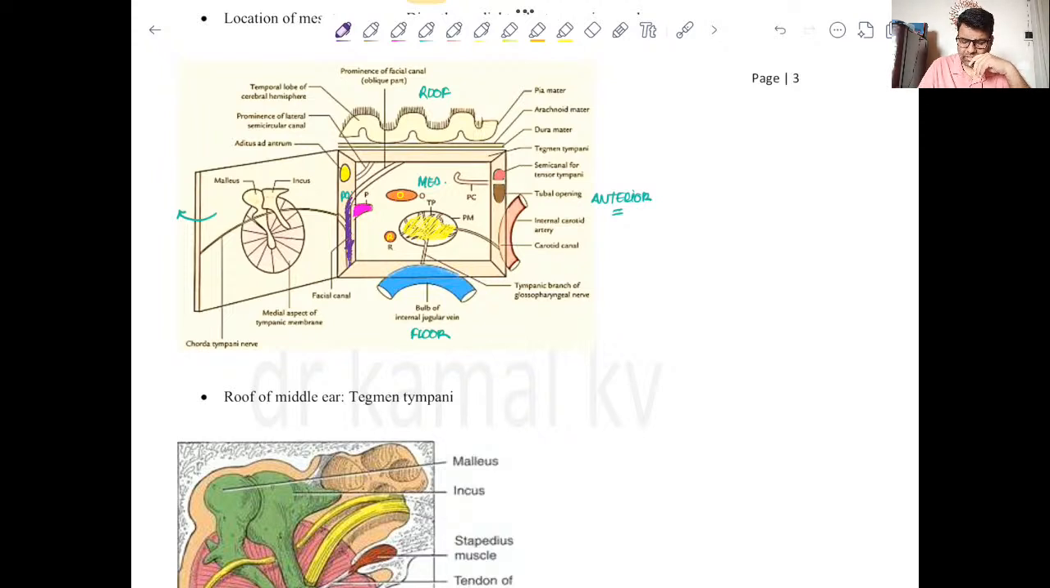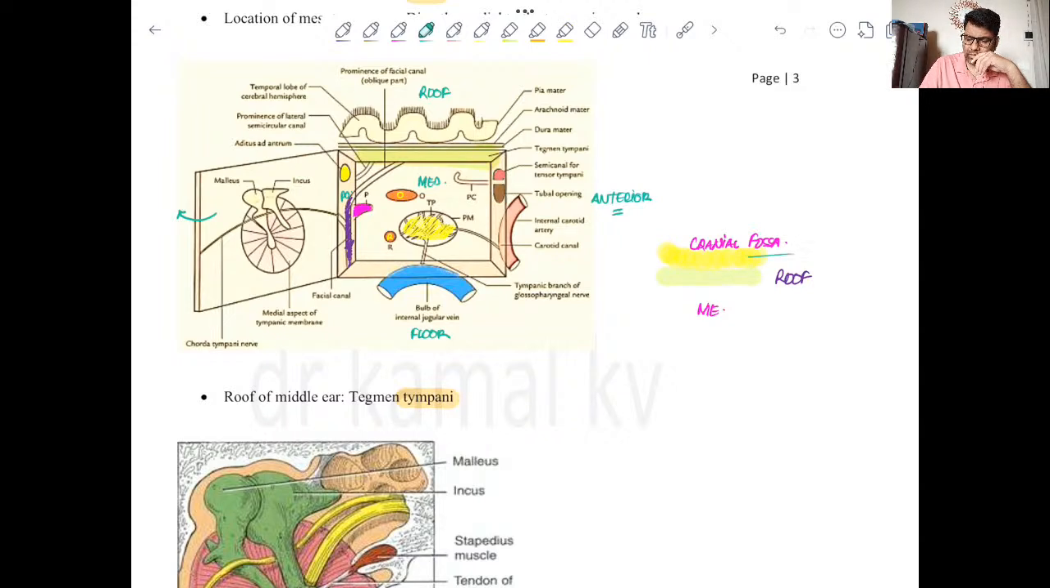So these are different structures, but what is more important clinically is the roof. So this is the roof here, and this roof is formed by the tegmen tympani bone. Okay, so tegmen tympani. Now why is it so important? Because suppose this is the roof, below this is all middle ear, and above this is all cranial fossa, and we know that there is CSF in it, right? So there is CSF here.